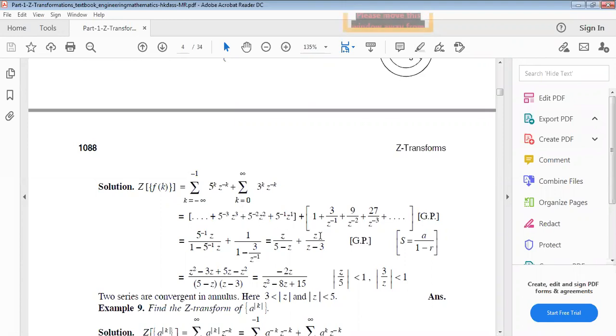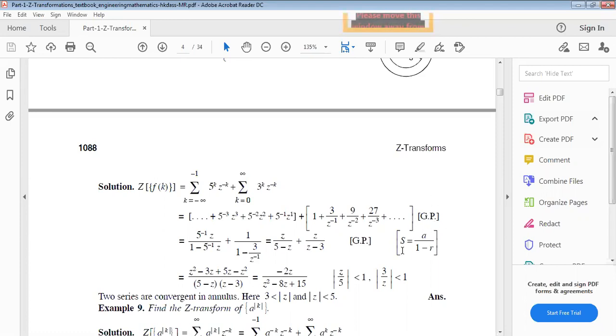Now for the second part, putting k equals to 0: 3 to the power 0 is 1, and z to the power 0 is also 1. This whole 1 is the first term. Then after 0, k equals to 1 gives this, k equals to 2 gives this, k equals to 3 gives this, plus dot dot. This is the geometric progression, right? You must know the geometric infinite series.